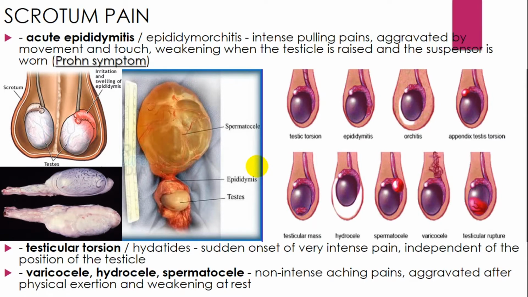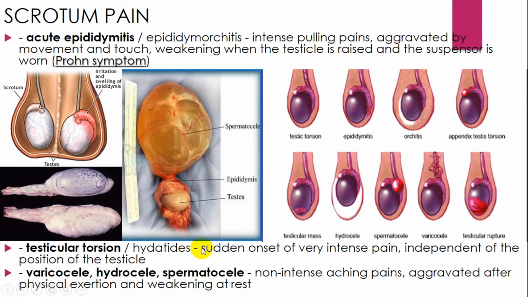The pain is intense and pulling, aggravated by movement and touch, weakening when the testicle is raised and suspended. It's a Crohn's symptom. Here you can see the difficult stages of these diseases and kinds of pathology. It may be testicular torsion, orchitis, epididymitis, testicular masses, hydrocele, spermatocele, varicocele, and actually it may be a rupture.